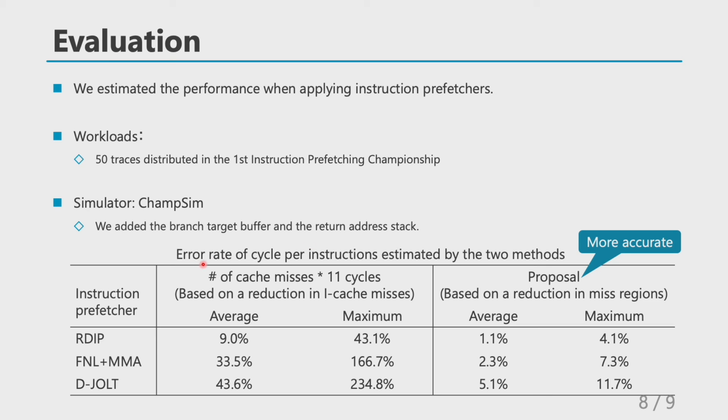This table shows the error rate of cycles per instruction estimated by 2 methods. When any instruction prefetcher is applied, the performance estimate using our proposed method is more accurate than the performance estimate using a reduction in instruction cache misses.